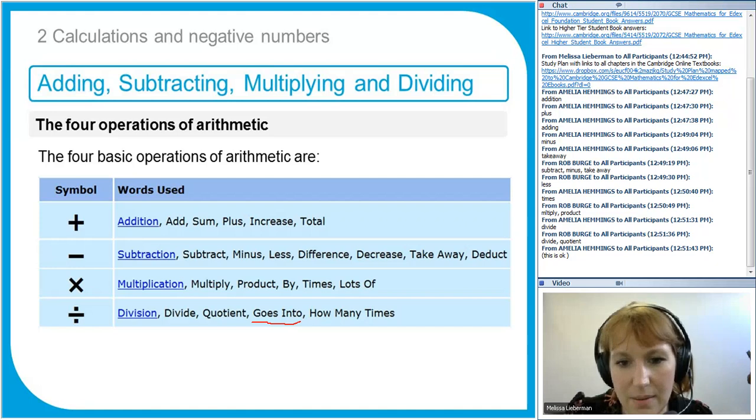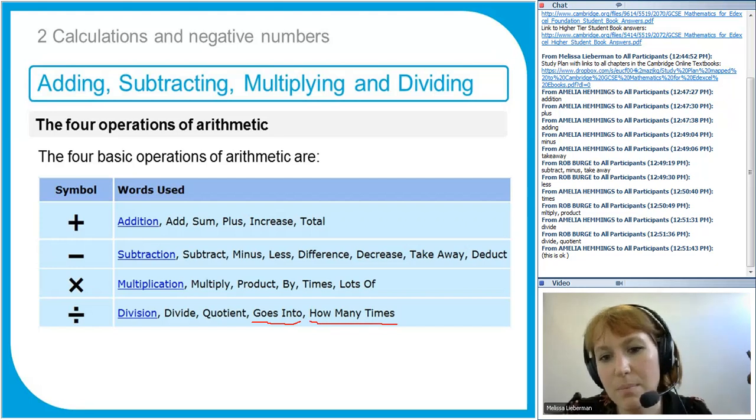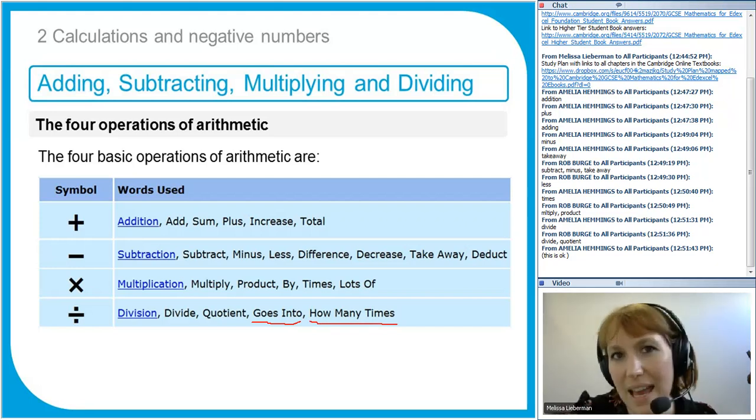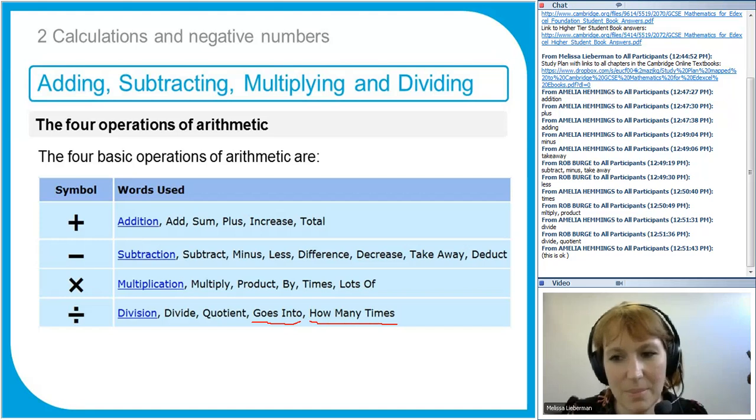How many times? Yeah, how many times would be something like, how many times does 10 go into 80? Same way of saying 80 divided by 10.